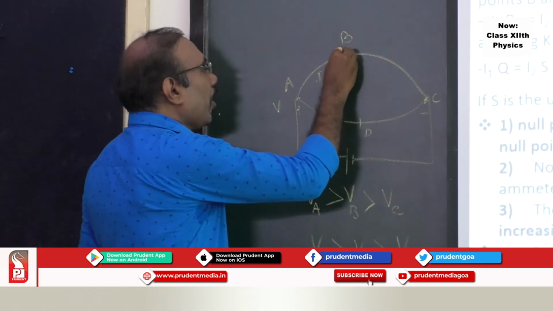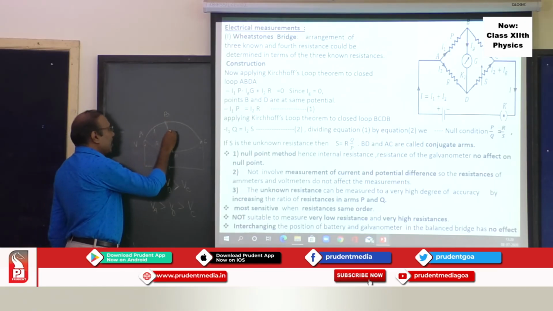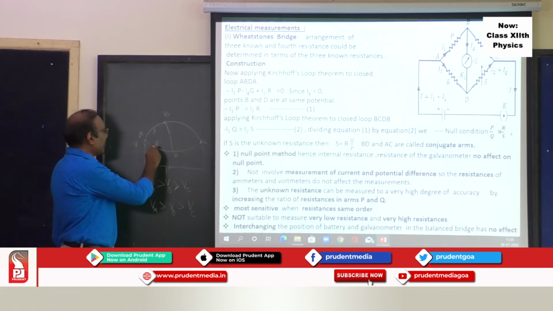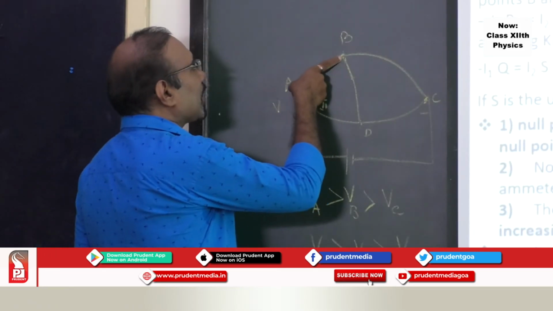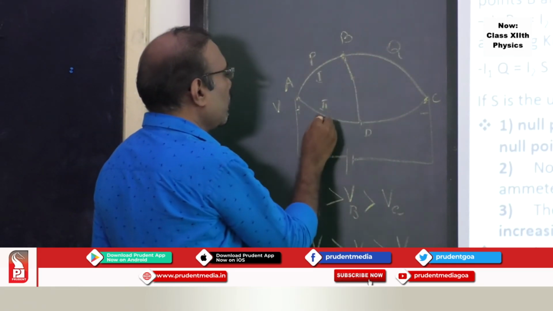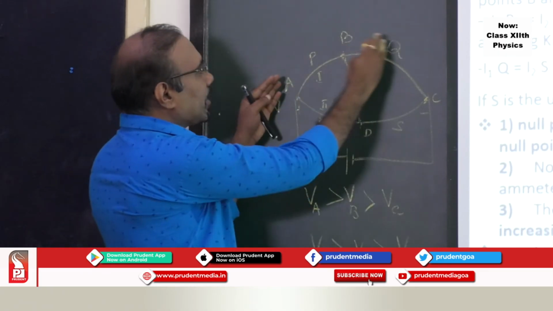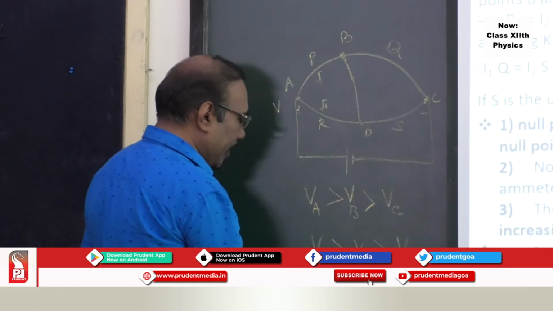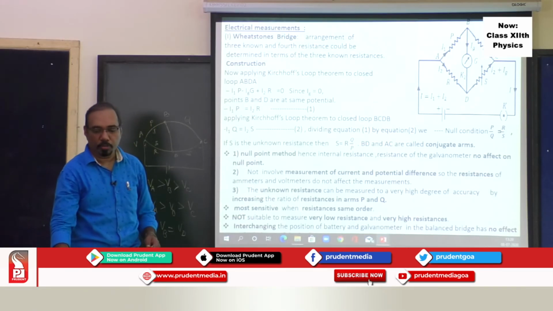We can find points B and D on these 2 conductors such that if you join them, no current will flow from B to D. And this is exactly the basis of the Wheatstone bridge. So if you replace this conductor by a resistance P, this by Q, this by R, this by S, then this whole bridge is said to be balanced when potential at B is equal to potential at D. And this is exactly what the Wheatstone bridge is.